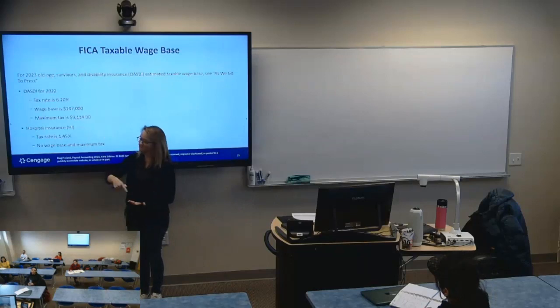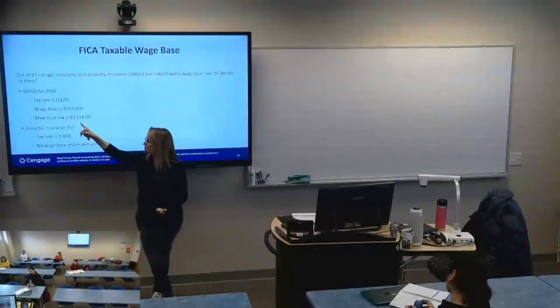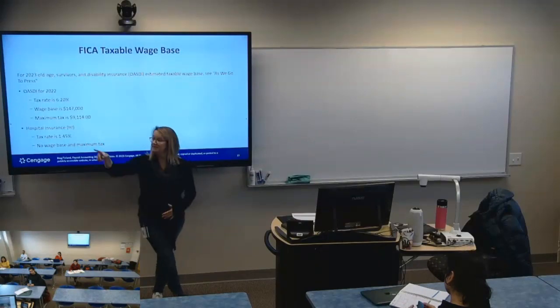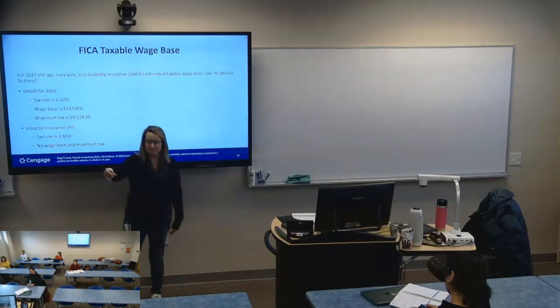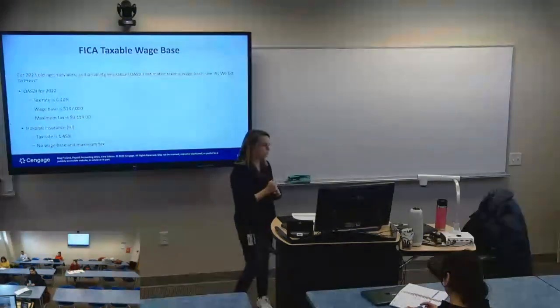So the employee has a tax rate of 6.2% on their earned income up to $147,000. The employer has that same tax rate. So the employer is also paying 6.2% on all the income that they're paying employees, up to that 147 per employee. So there are two parts to it.